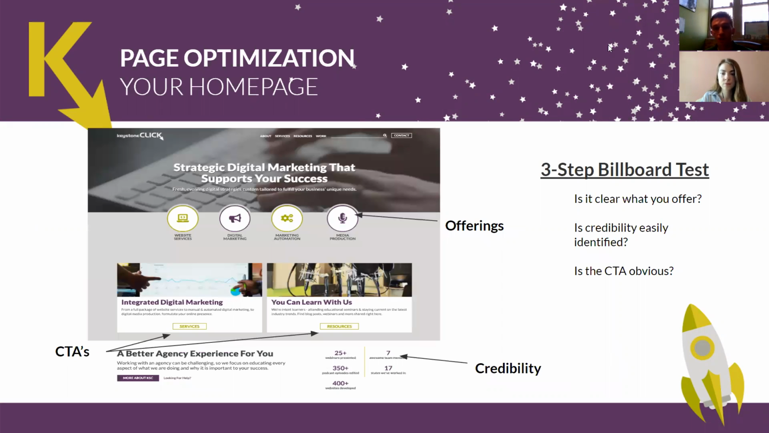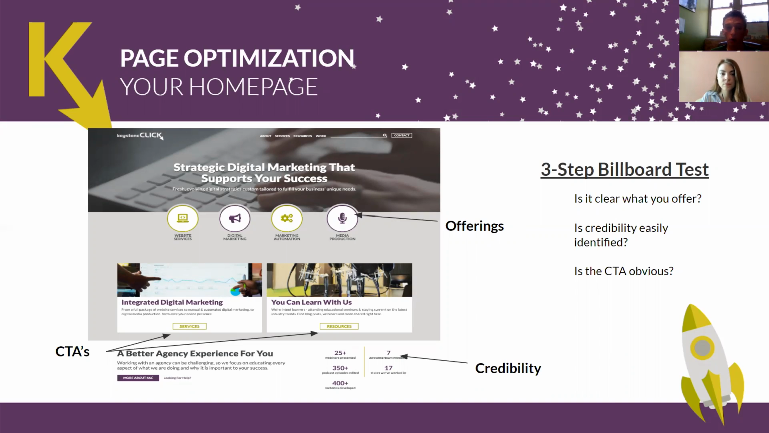Moving on to your homepage. In order to optimize your homepage to be user-friendly and to encourage that next click, we like to do what we call a 3-step billboard test here at Keystone Click. This is how we gauge the effectiveness of a homepage. Studies have shown, as I alluded to on the last slide, that when a user visits a site, you only have several seconds to grab their attention, or they'll just go to a different site. So these 3 things are paramount to add onto your homepage.